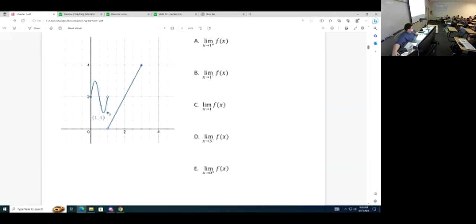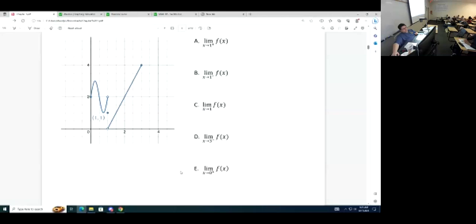f of 1 actually exists, but with this, the limit does not exist. Because the limit is only about what's happening as we approach the graph from the left and right. That's pretty important. They have to be the same from the left and right. Does that make sense? So even though f of 1 exists, the limit does not.